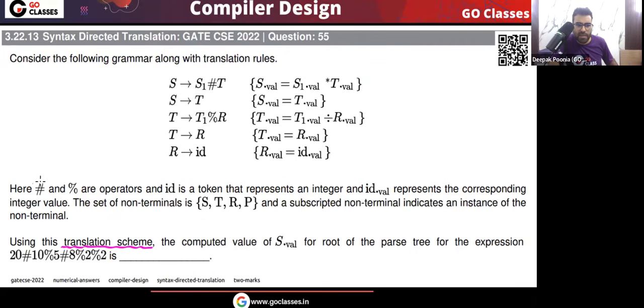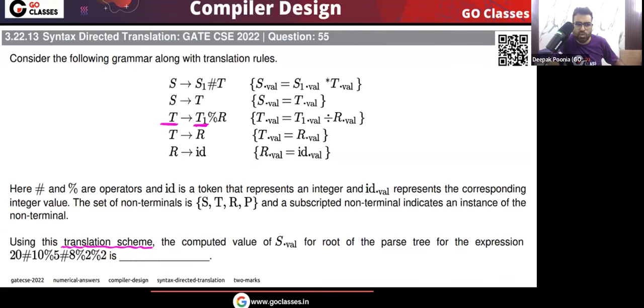Now the question is saying here # and % are operators. ID is a token that represents an integer. ID.value represents the corresponding integer value. The set of non-terminals is {S, T, R}, and a subscripted non-terminal indicates an instance of that non-terminal. For example, here you have T1. Notice this T1 is same as T. Both are the non-terminal T. There is no non-terminal T1. You don't have any non-terminal T1. But remember, here you are using T1, here you are using T.